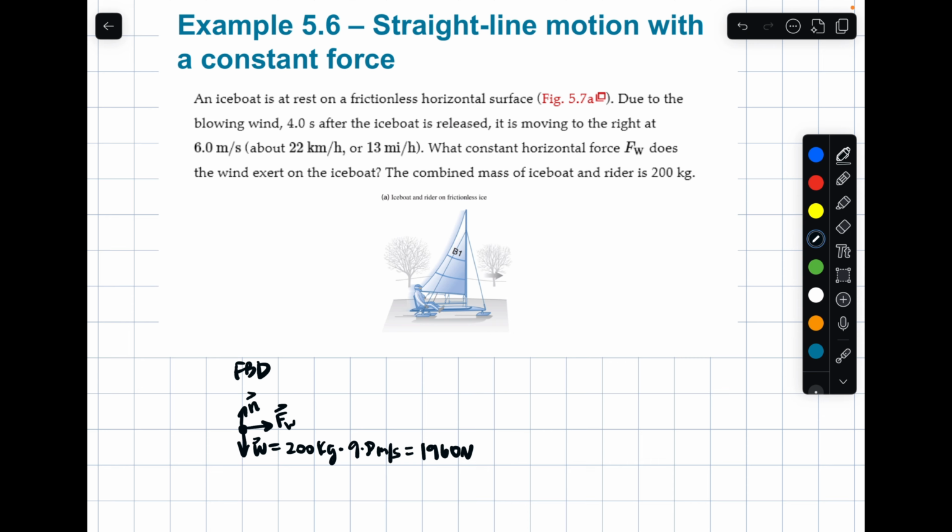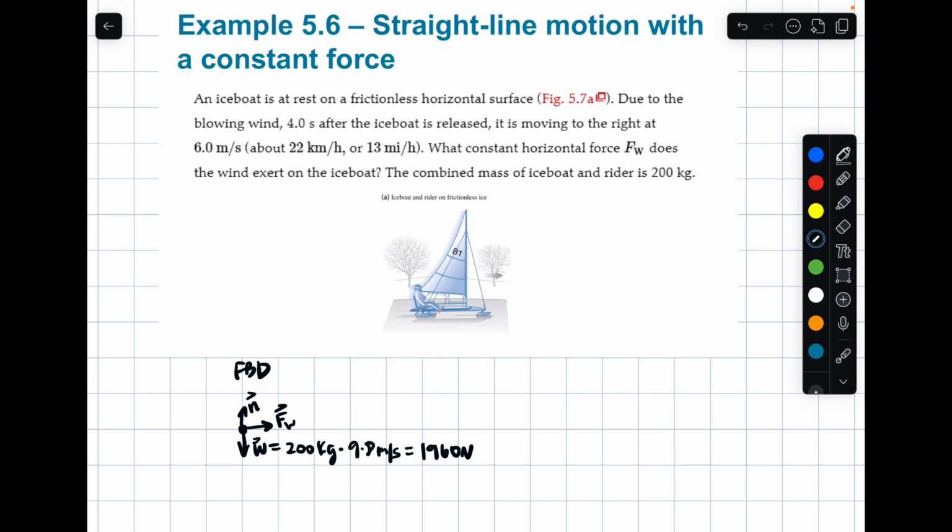That's the force of the wind. That's the thrust of the wind exerted on the ice boat. And the ice boat is moving to the right. So the question is, what is the value of that FW? What is it?